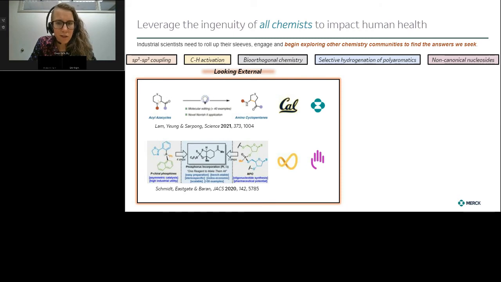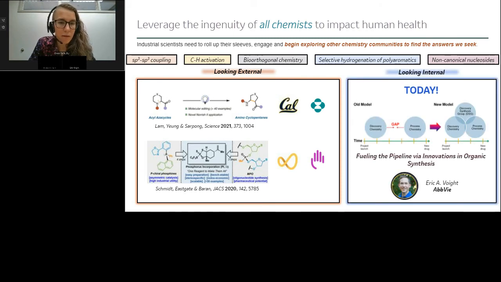But if we look internal, there's a tremendous amount of knowledge inside our own walls and amongst the folks that we work with every single day. And that is the topic of today's talk, where Eric Voight at AbbVie is going to get into fueling the pipeline via innovations in organic synthesis. And what he brings about is this idea that we can build our own internal chemistry communities to tackle a lot of these synthetic challenges.